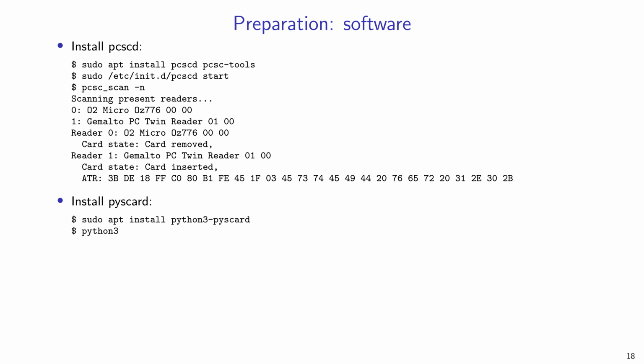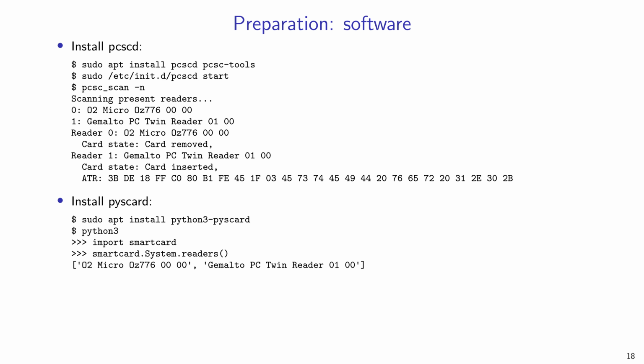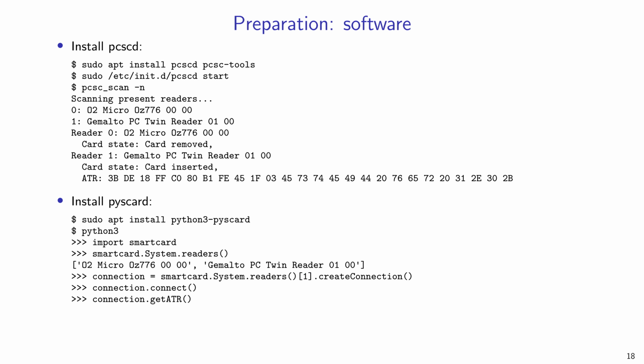Then we can run Python, import the smartcard module, and this will return a list of the connected readers. Here we can see two readers connected to the system, and this is how we can establish a connection to the reader with index 1, which in this case is the Gemalto reader. Then we connect, and the getATR method on the connection returns the ATR with which the card responded. So you can see that the ATR is returned as a list containing integer byte values.